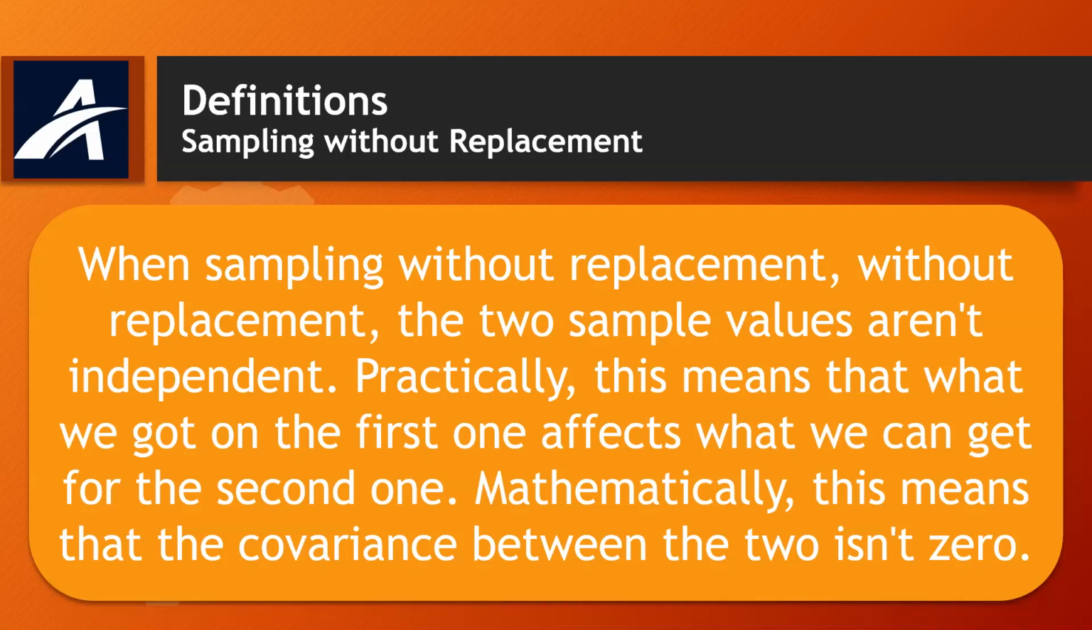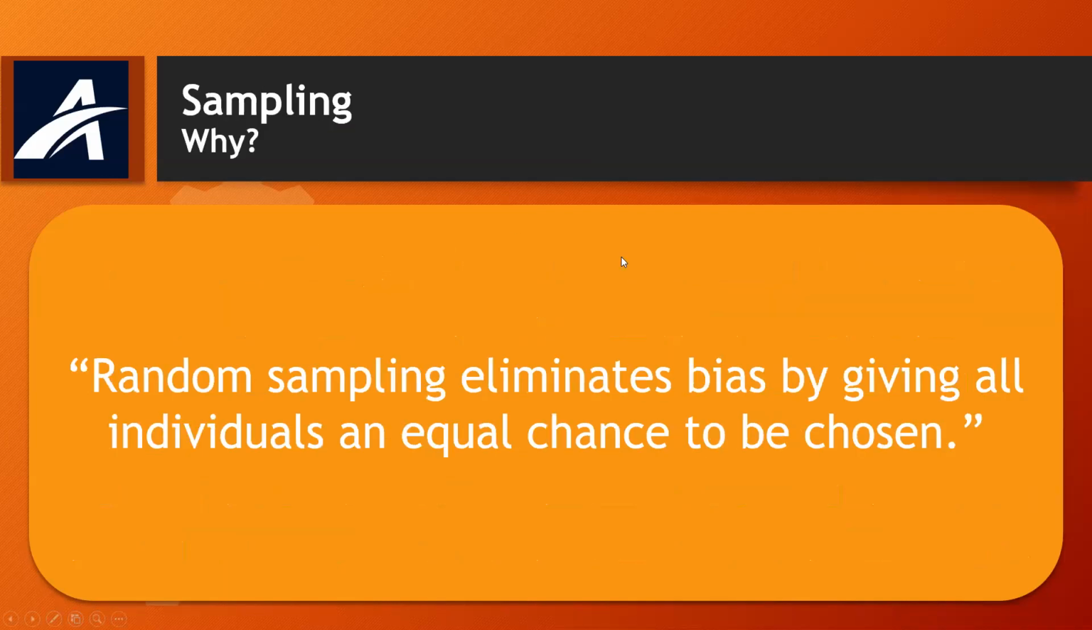A mathematical way of representing this is that for independence, the covariance is 0, but if it doesn't have independence, meaning without replacement, the covariance is not 0. So these are some of the terms that you need to be aware of. At a high level, as we walk towards the central limit theorem, I'll explain what the central limit theorem is.